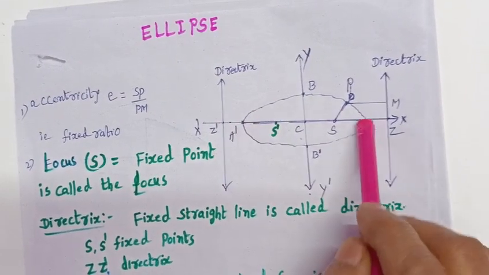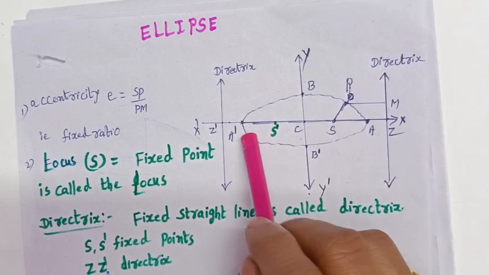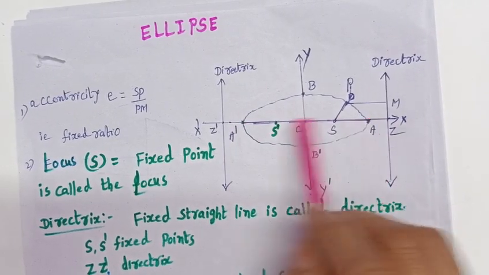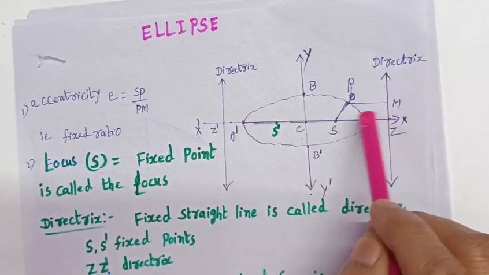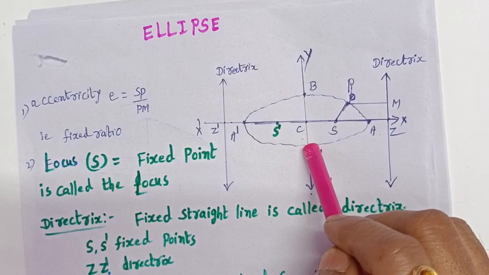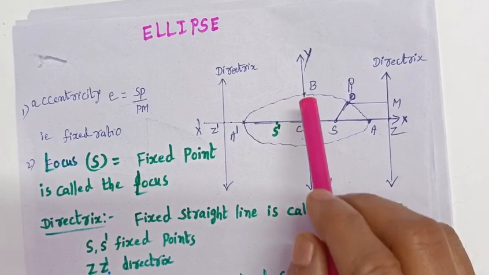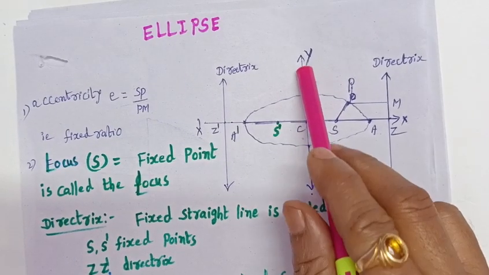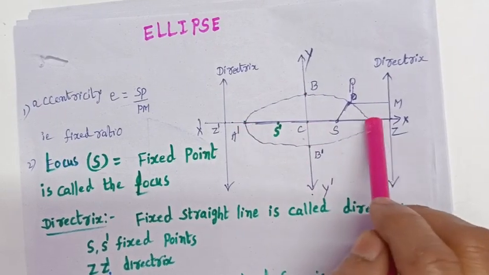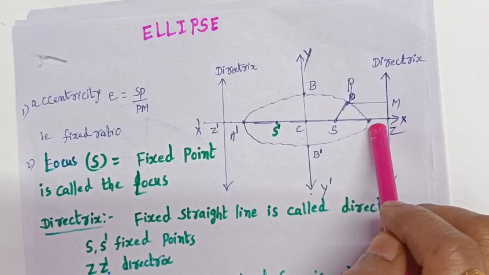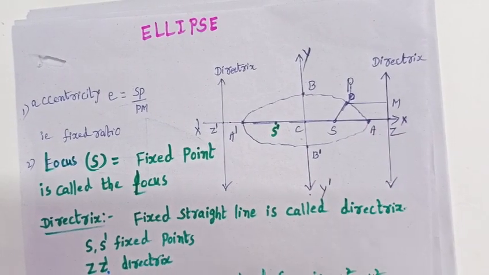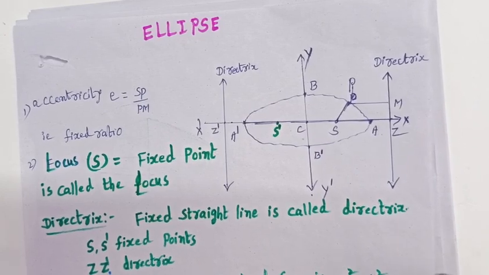So first of all, listen carefully. A dash A is the major axis. B dash B is the minor axis. In this first case, the y-axis is the minor axis and the x-axis is the major axis. So the length of the major axis is 2a, and the length of the minor axis is 2b.